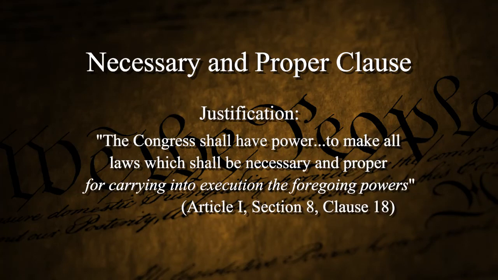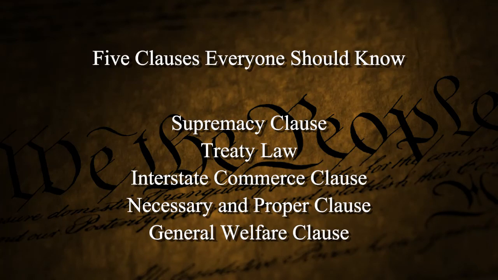And our justification for that obviously is Article 1, Section 8, Clause 18: the Congress shall have power to make all laws that shall be necessary and proper for carrying into execution the foregoing powers. Good. Do you like this? We're doing a summary here, pulling it all together. So we've just done the first four clauses.